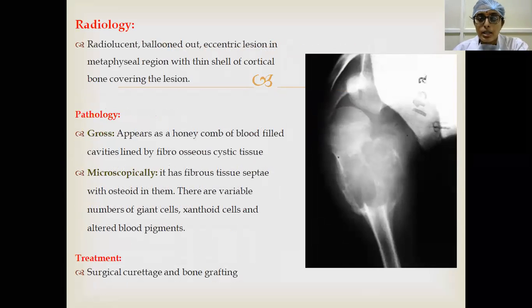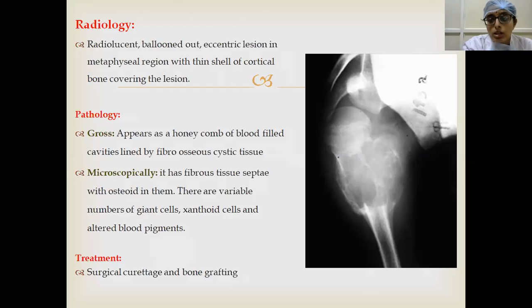Grossly, it appears as a honeycomb of blood-filled cavities lined by fibro-osseous cystic tissue. The difference between UBC and aneurysmal bone cyst is, there you have serous to yellow tinged fluid, which is sometimes blood tinged. Here you have blood-filled cavities. Then there are fibrous tissue septae which are separating. These trabeculations are seen in ABC, aneurysmal bone cyst. They are not seen in UBC, unicameral bone cyst or simple bone cyst.